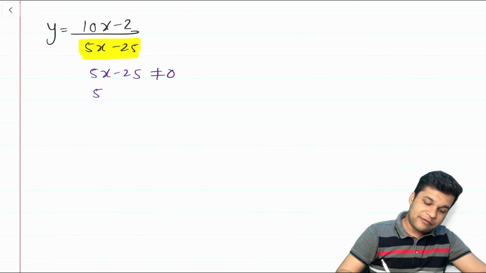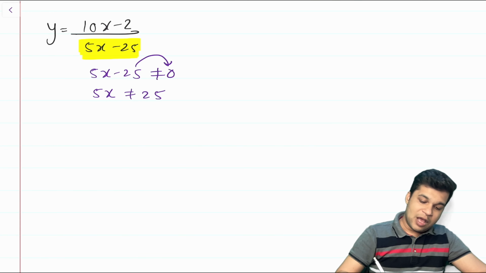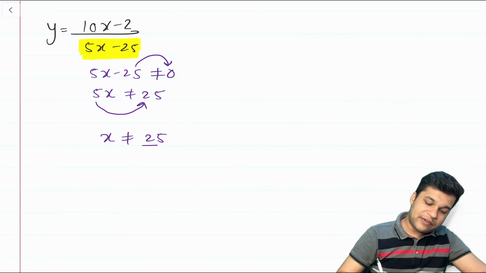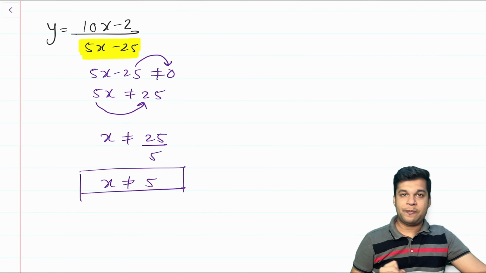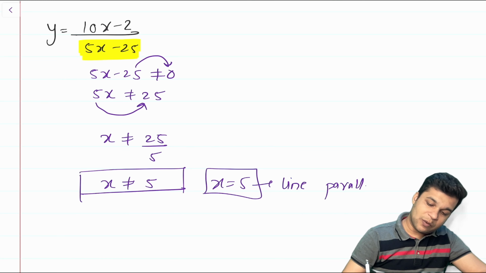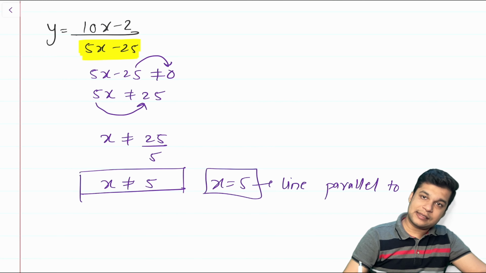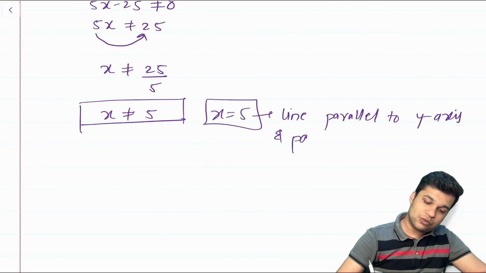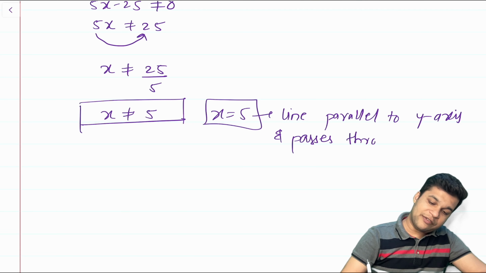Okay, which means 5x is not equal to 25. What did I do? I shifted minus 25 to the right hand side, and if I shift 5 to the other side, x will never be equal to 25 divided by 5, which means x will never be equal to 5. Now x cannot be equal to 5. So x equal to 5 is a line which is parallel to the y axis, and passes through 5 comma 0.